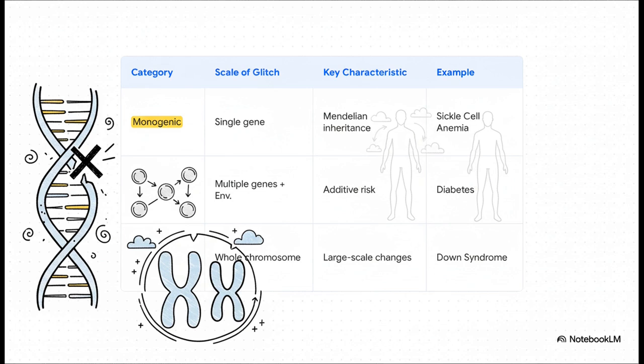Next, we have the complex or multigenic disorders. These are like a perfect storm, you know? Many small genetic glitches plus environmental factors all coming together. And finally, you have the big ones, chromosomal disorders. Here, the error is massive. It's like a whole chapter of the instruction manual is either missing or it's been copied twice.